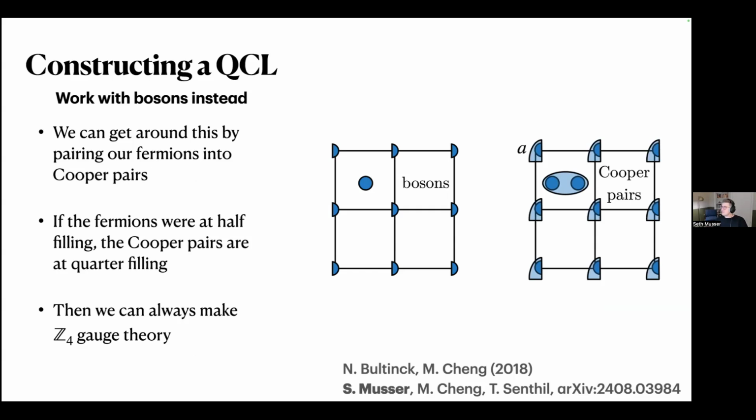Yeah, so let me just, without thinking about semions, see the simplest thing I could dream up if you ask me to think really quickly. So I want to construct a quantum charge liquid, and I have this issue with fermions that I'm not able to have Z2 gauge theory. So maybe I can get around this by pairing the fermions into Cooper pairs.